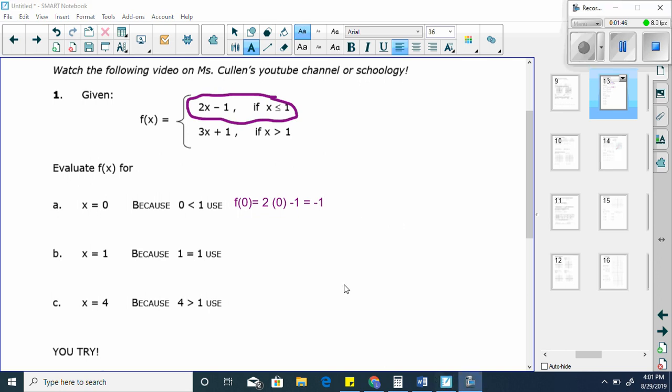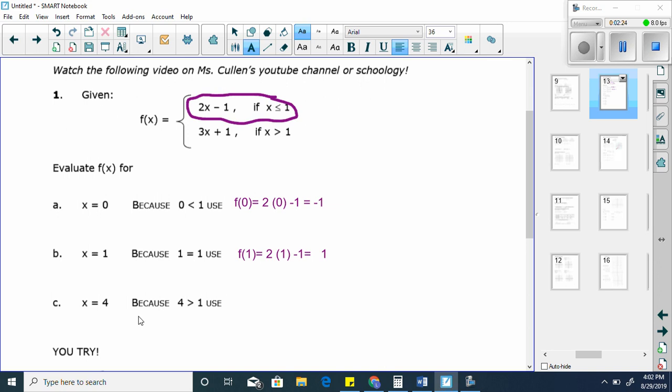Next, case B says, well, what if x equals 1? Well, because 1 equals 1, I'm going to come back up here, and once again, that's going to be my 2x minus 1 expression, because it's stating that if x is less than or equal to 1. So it's equal to 1. So I'm going to use 2x minus 1 once again. And when I do that, I have f of 1 equals 2 times 1 minus 1, which is just 1. Okay, so f of 1 equals 1.